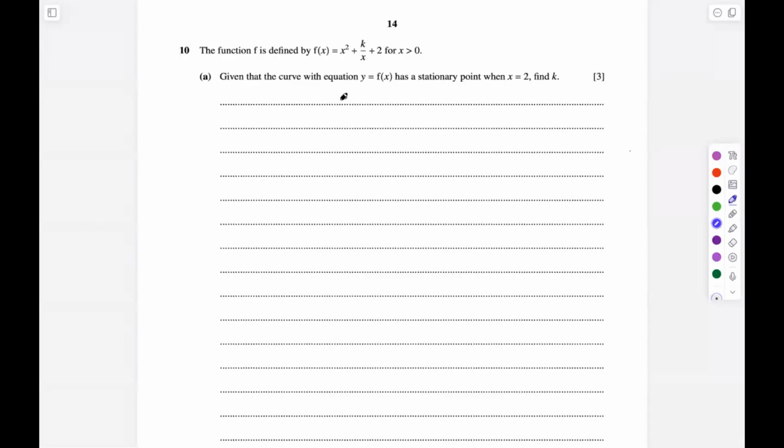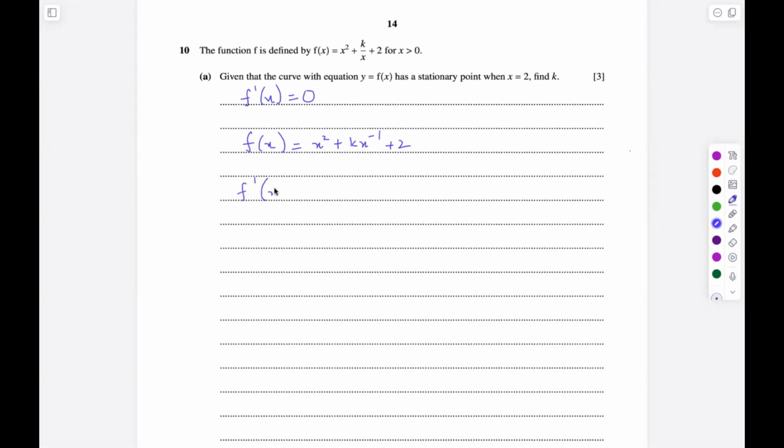In question 10, the function f is defined by f of x equals x squared plus k upon x plus 2 for x greater than 0. In part A, it says given that the curve with equation y equals f of x has a stationary point when x equals 2, we have to find k. Now, for the stationary point, we know that the derivative f dash of x will be equal to 0. So in the first step, we can write the expression as x squared plus k x to the power minus 1 plus 2. Now, when x is 2, dy by dx will be 0.